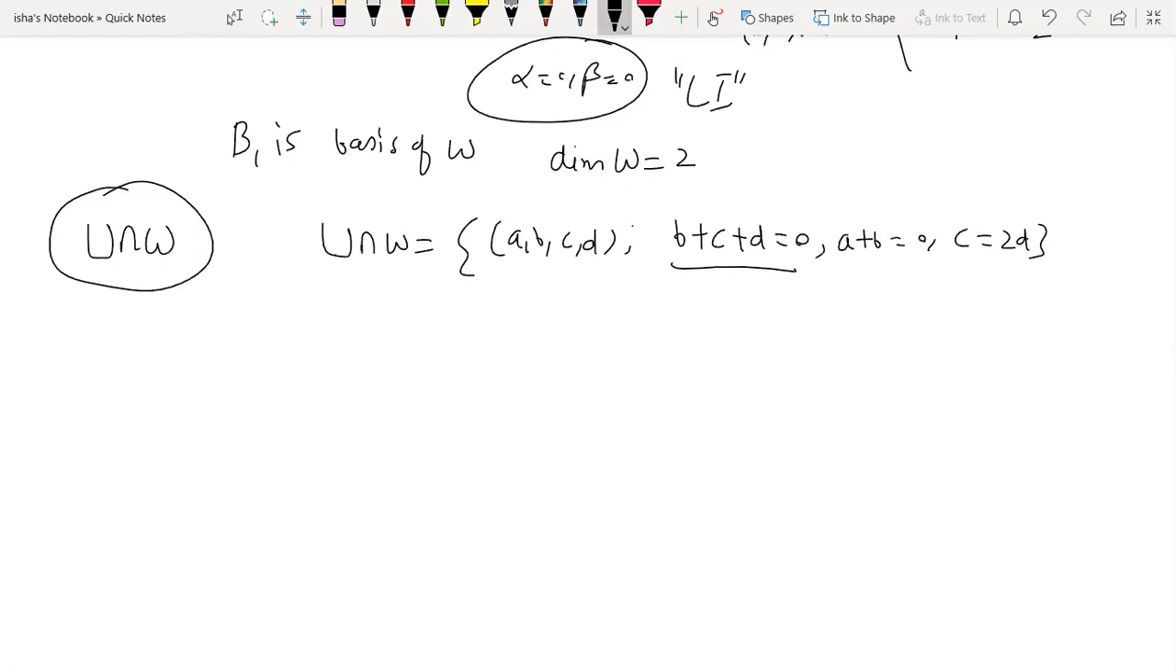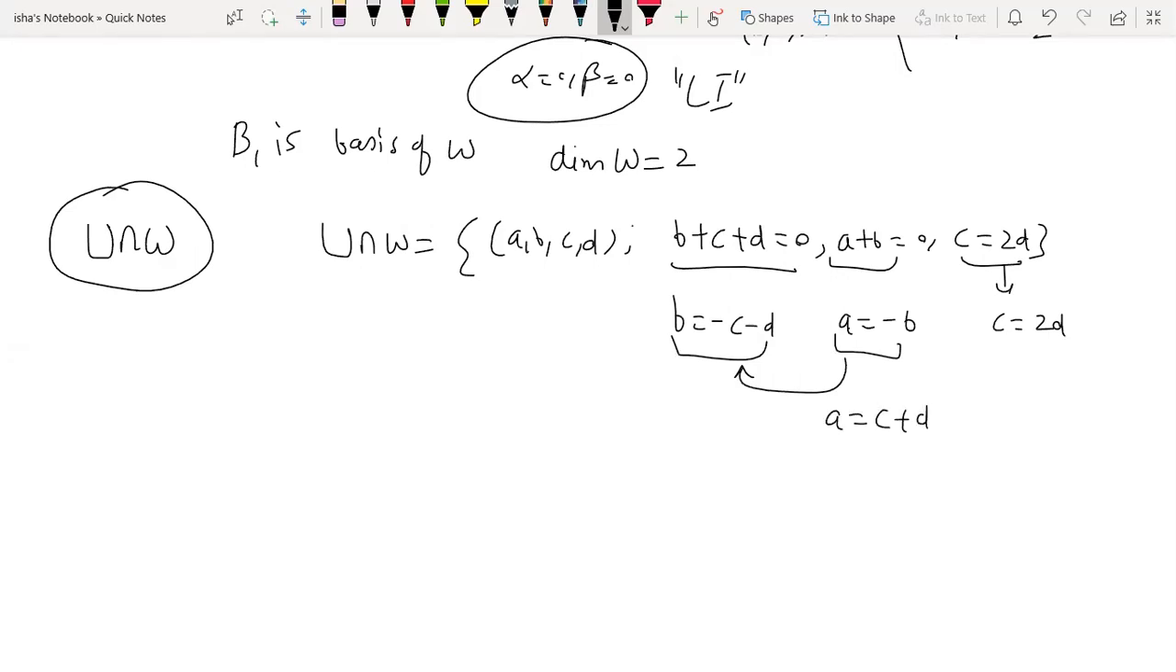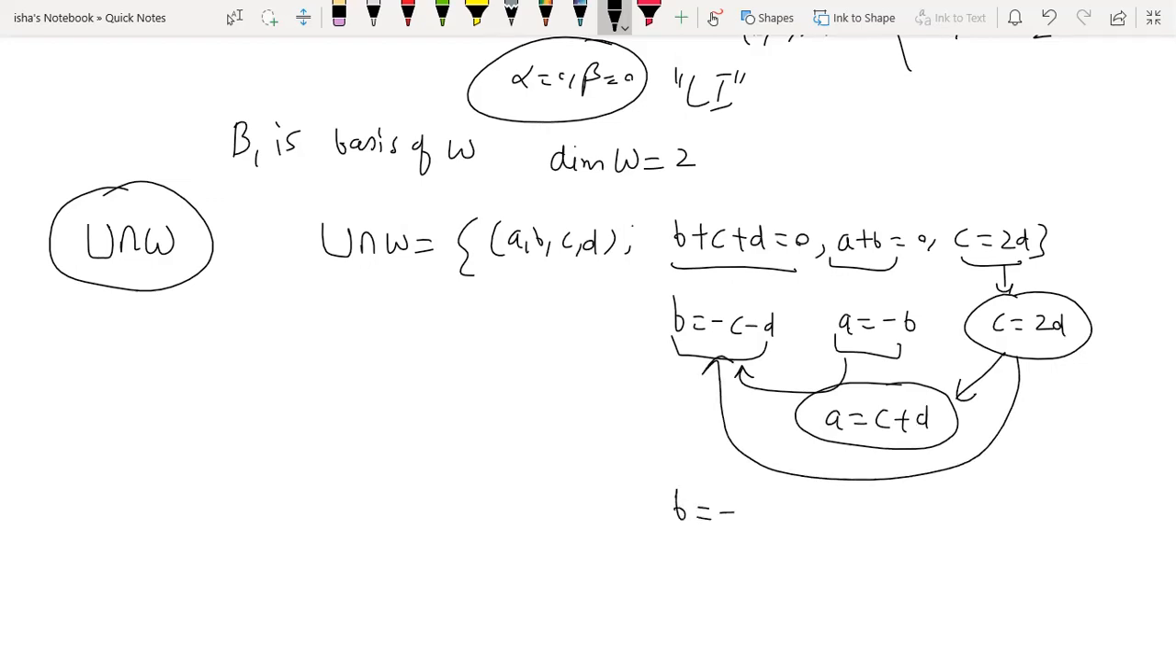So the same process: from here I get B is minus C minus D, from here I get A is minus B, and from here I get C is 2D. Now if you look at this and this again, I can get A also in terms of C and D. A is C plus D, because A is minus B and B is further in terms of C and D. So I get A also in terms of C and D. Now you look at this one. C is purely in terms of D. So I can use this here and I can use this here. So B is minus 2D minus D. This gives me minus 3D, and A is plus 3D.